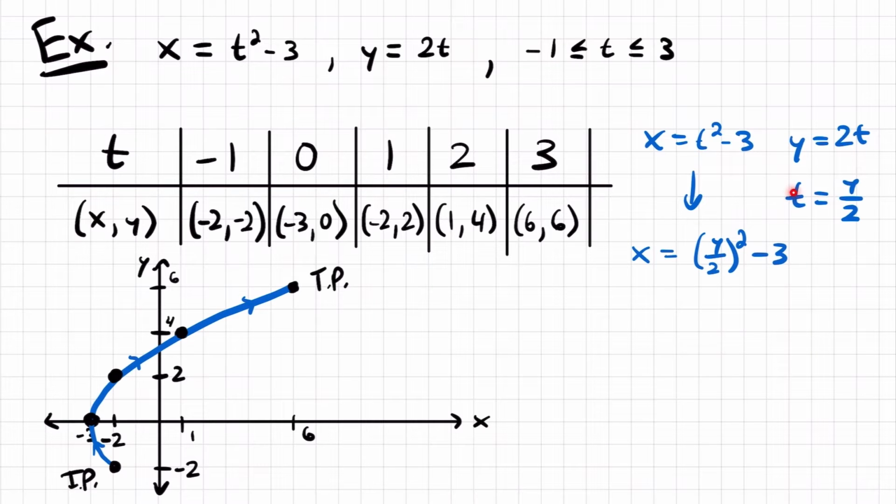All right, we found that t was equal to y divided by 2, so we replace t in our x equation with y divided by 2. Now if we square that fraction, what we'll have is that x is equal to y squared divided by 4 minus 3. All right, y squared is y squared, and 2 squared is 4. And now what we have here is a rectangular equation that we can recognize as a parabola, right?